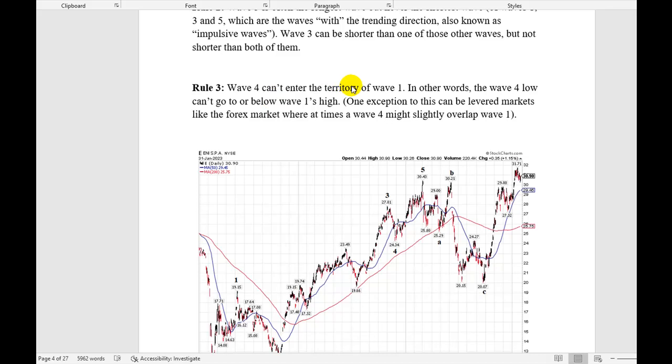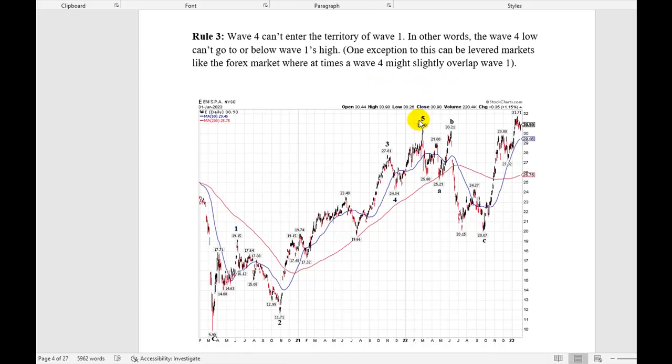Rule number 3, wave 4 cannot enter into the territory of wave 1. In other words, the wave 4 low can't go below wave 1's high. One exception to this can be levered markets like the Forex market, where at times wave 4 might slightly overlap wave 1. And then, of course, a leading diagonal, which we'll talk about later, can also be an exception. But in a regular, traditional 5-wave impulse, wave 4 doesn't overlap wave 1. So this pullback in 4 was at 24.34, and this high of wave 1 was 19.15. So that checks out as well.